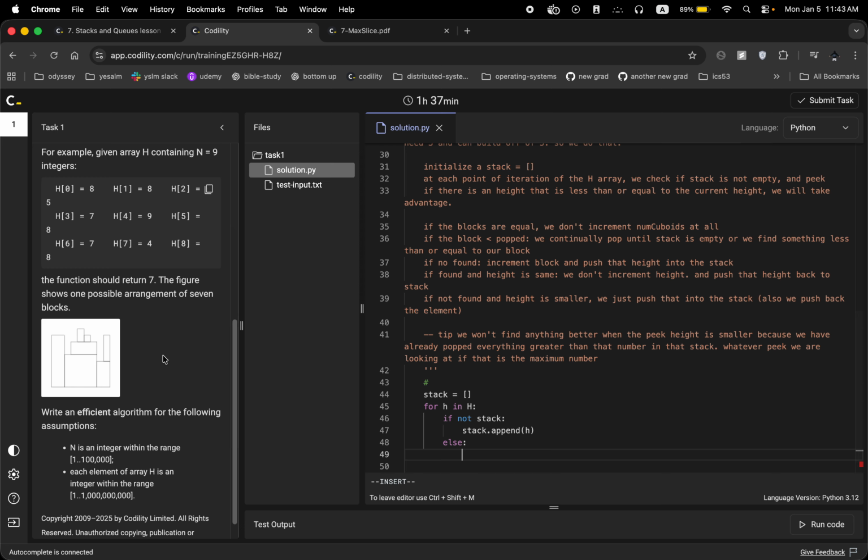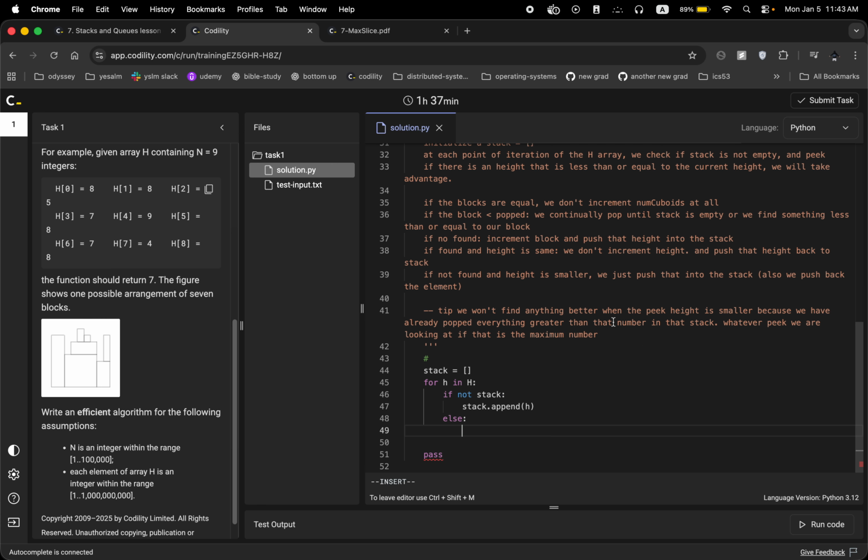Else, there's our three conditions here. So every single point after the first one, we're gonna do, let's see, peak equals stack[-1]. Stack is always not empty here, so we're good. Peak is the previous value.